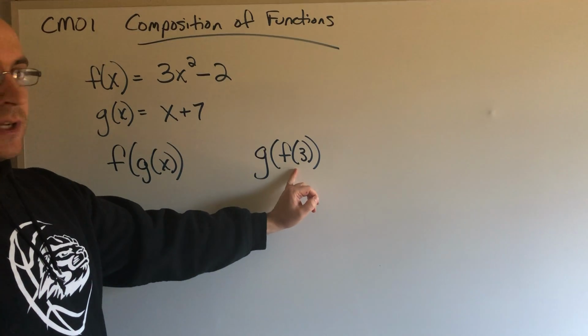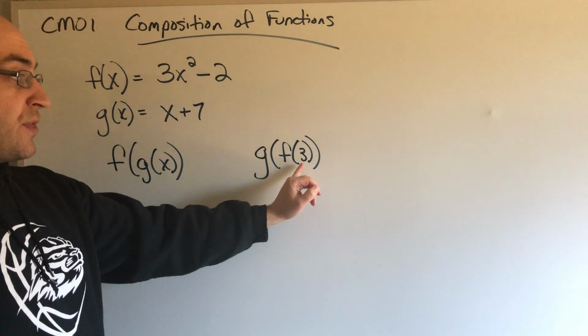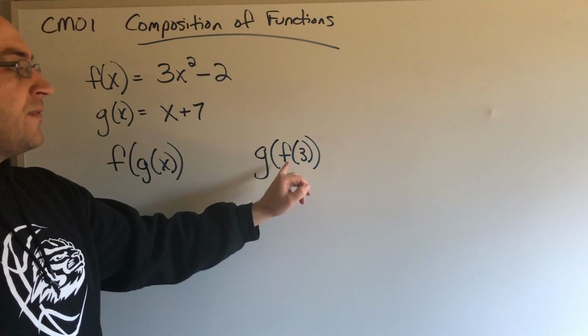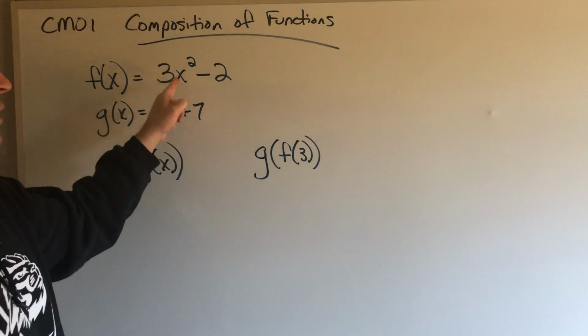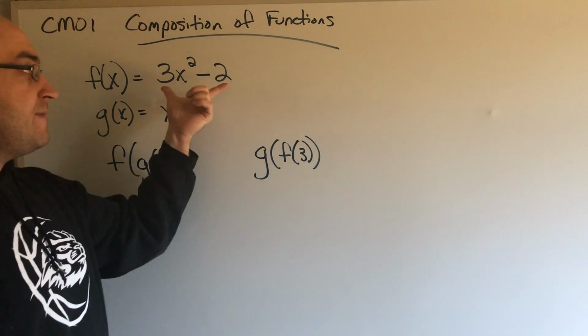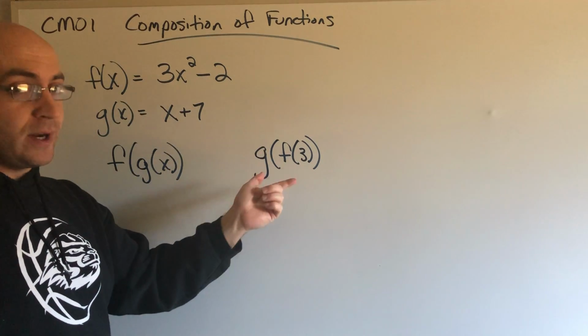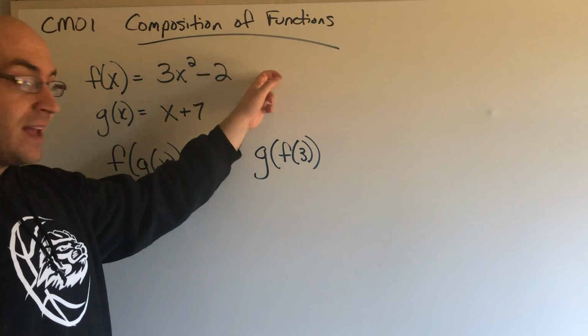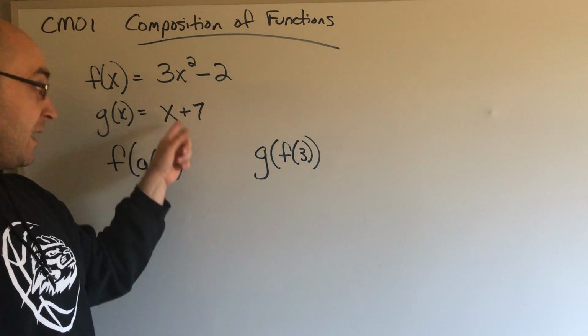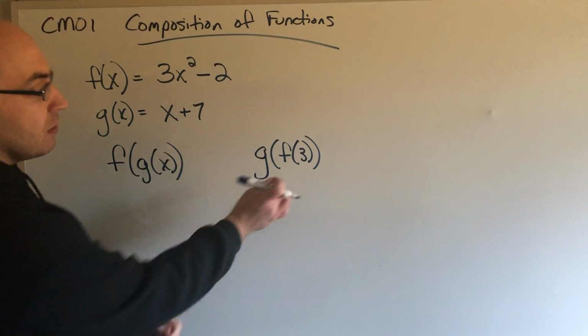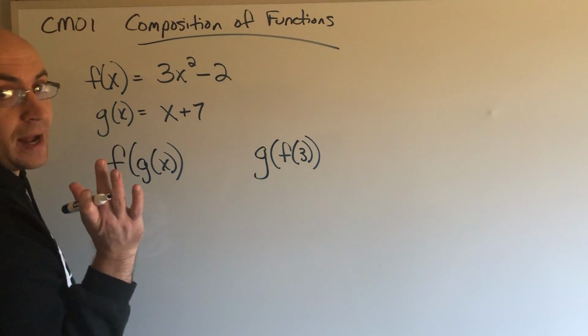For this particular problem, I'm going to plug in 3 for x for the function f. So I'm going to plug a 3 right in there. When I evaluate this function at 3, I'm going to take whatever I get and replace x in g of x with that value. So we're working inside and working our way out, okay?